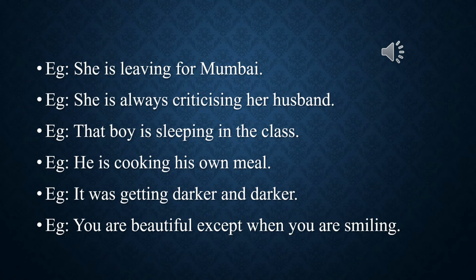The example, that boy is sleeping in the class, refers to an action that is taking place at the moment of speaking. Present continuous can also refer to a developing or changing situation. For example, it was getting darker and darker. Here it refers to the developing or changing situation. Now we have the example, you're beautiful except when you're smiling. Here the present continuous tense is used to show something that may be going on at some time in the future.